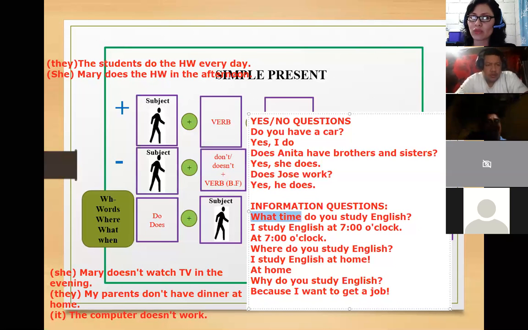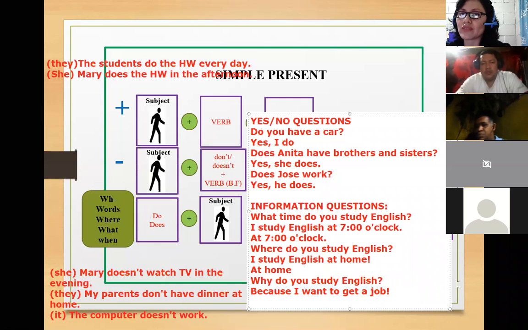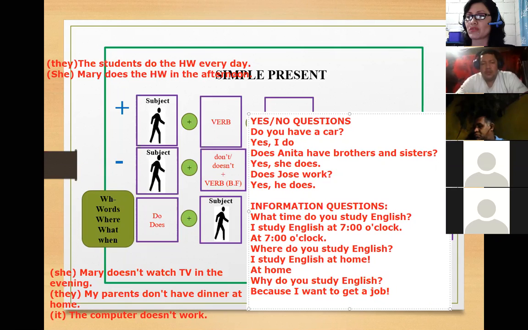Si usted se fija, al yo preguntar what time, la respuesta es at 7 o'clock. Si yo pregunto where do you study English, la respuesta es at home. Y si yo pregunto why do you study English, la respuesta es una razón, because I want to get a job. Okay? Entonces, whenever I have this type of questions, I have to be very careful. Es la misma fórmula con la única diferencia de que en vez de solo comenzar con el auxiliar, mi WH word pasa al principio. Ok, ¿hay alguna pregunta?